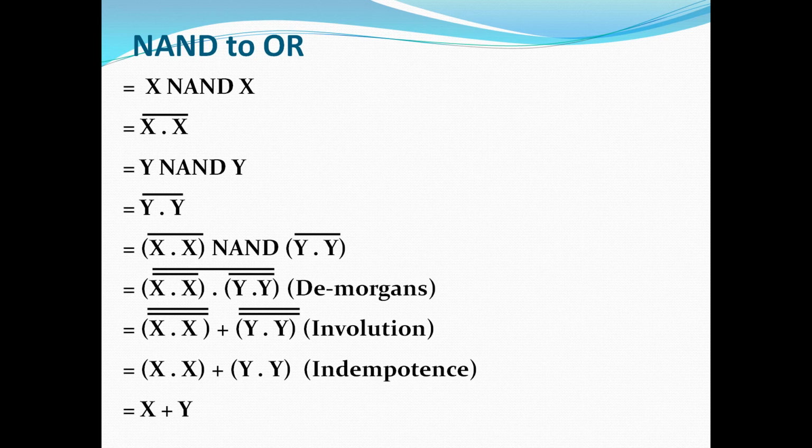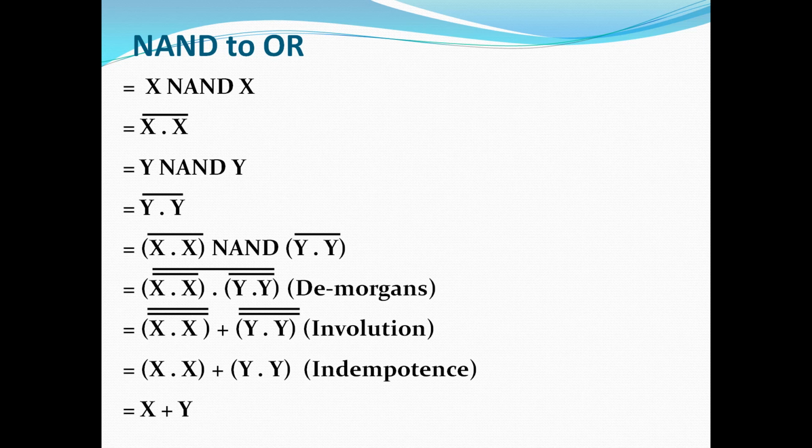Then how can we derive that? The first operation is X NAND X, and the second NAND gate is Y NAND Y. Because both the inputs are same, if you apply the NAND operation, it will be X dot X whole dash. The second one, Y NAND Y, will be Y dot Y whole dash.